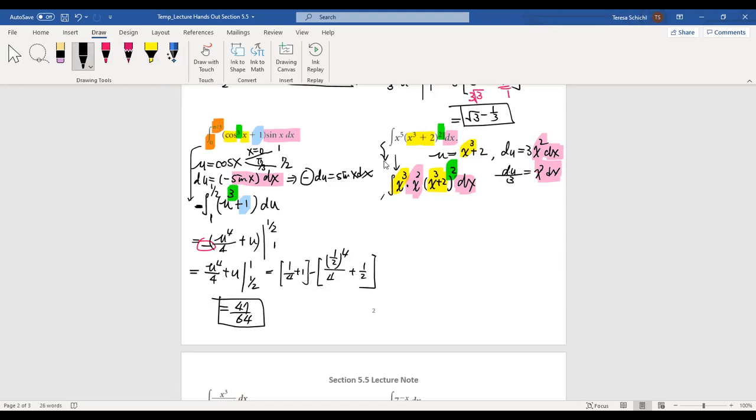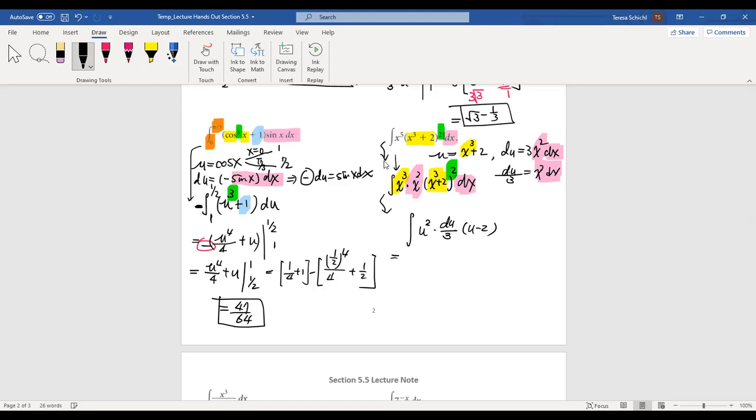Okay, so now let's try to write it, right? So this is u to the what? U squared, right? So u squared, and this pink one, x squared dx, equals du over 3, correct? I still have this yellow one. How do I change it to u? So u is x cubed plus 2. So x cubed is equal to u minus 2, right? So it's u minus 2 du.